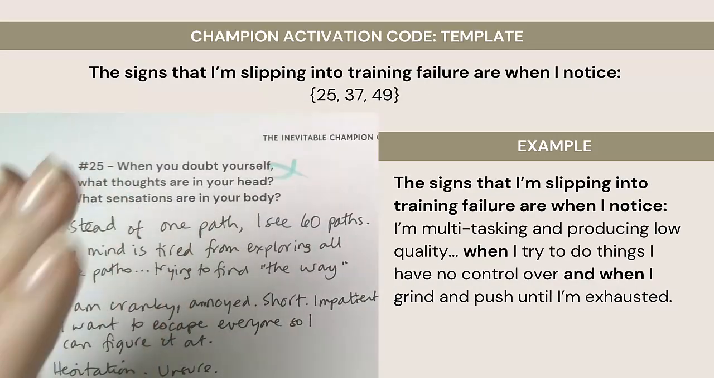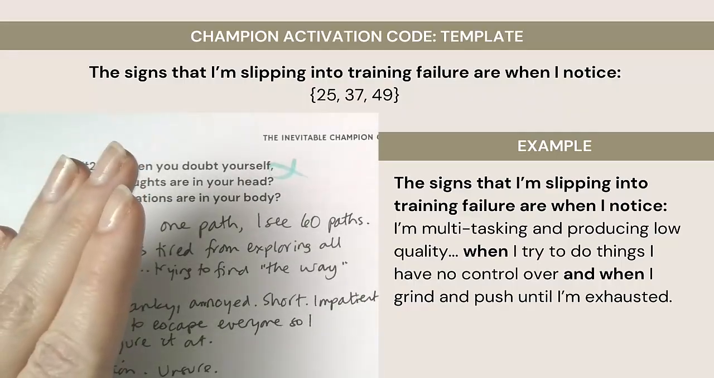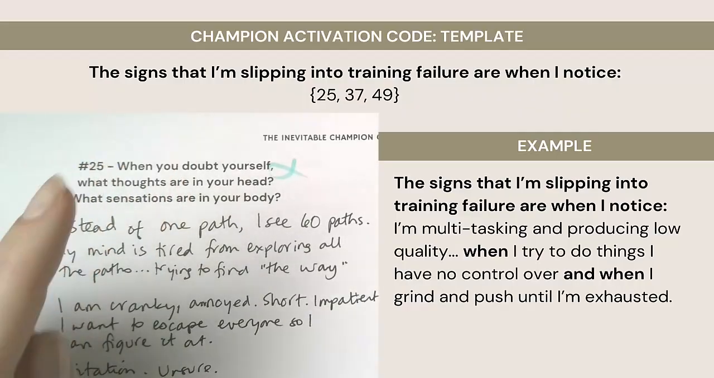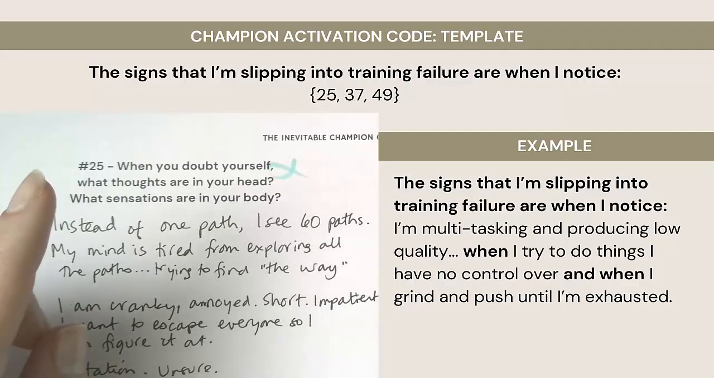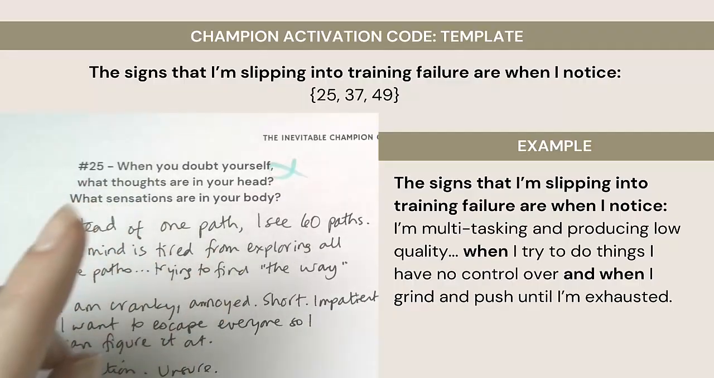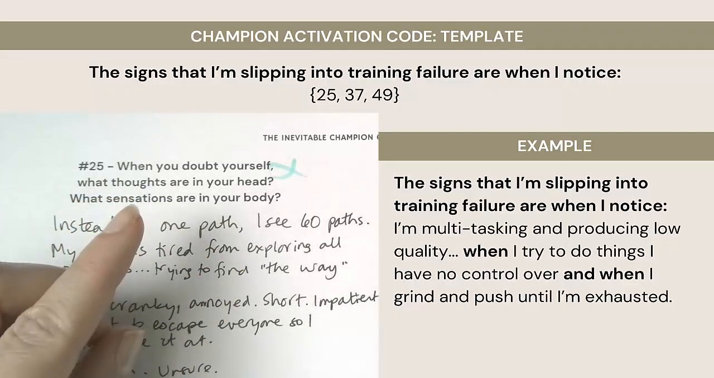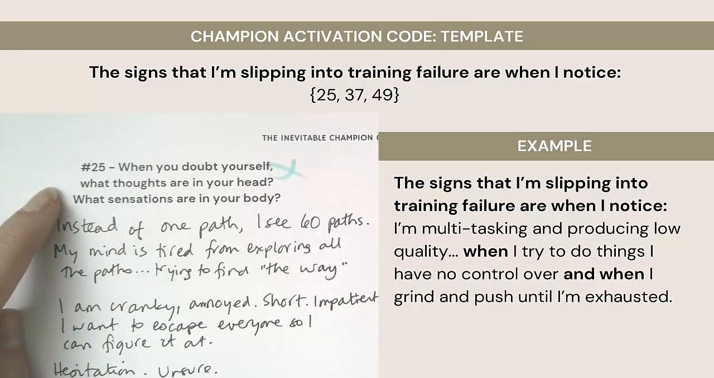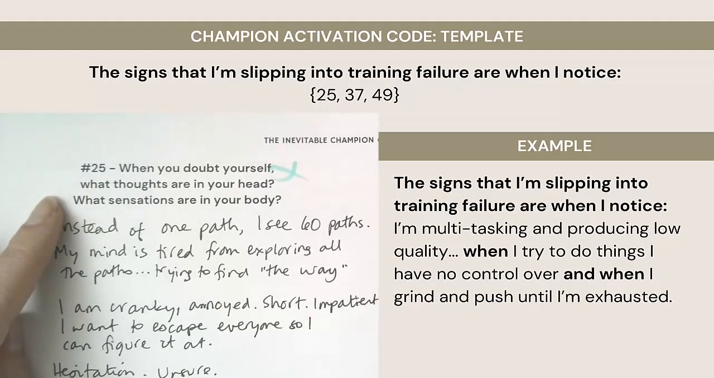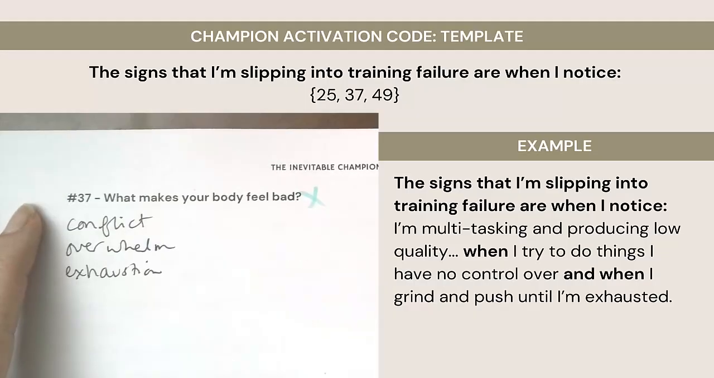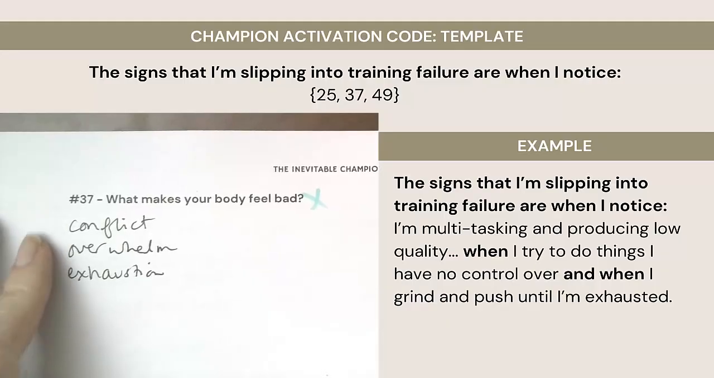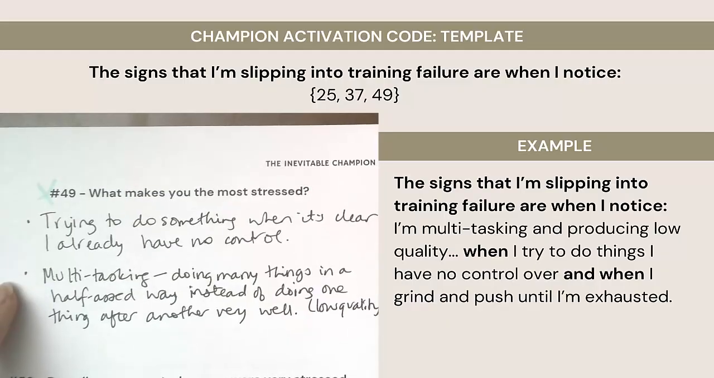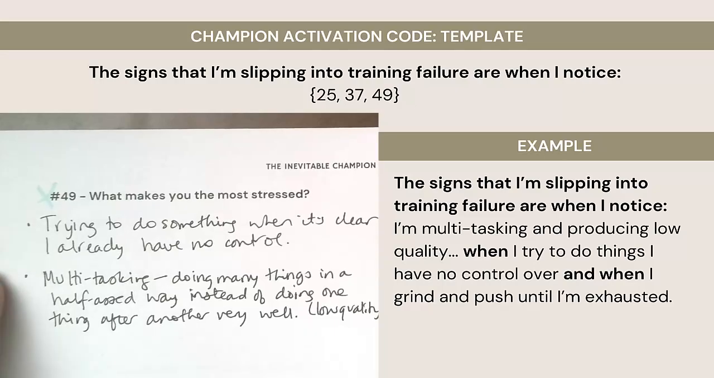Our next sentence is so important, so powerful and valuable. The signs that I'm slipping into training failure are when I notice signs that we discover in question 25, 37, and 49. 25 is about the sensations and thoughts you have in your head or body when you're doubting yourself. 37 is about what makes your body feel bad. And 49 is about what makes you the most stressed.